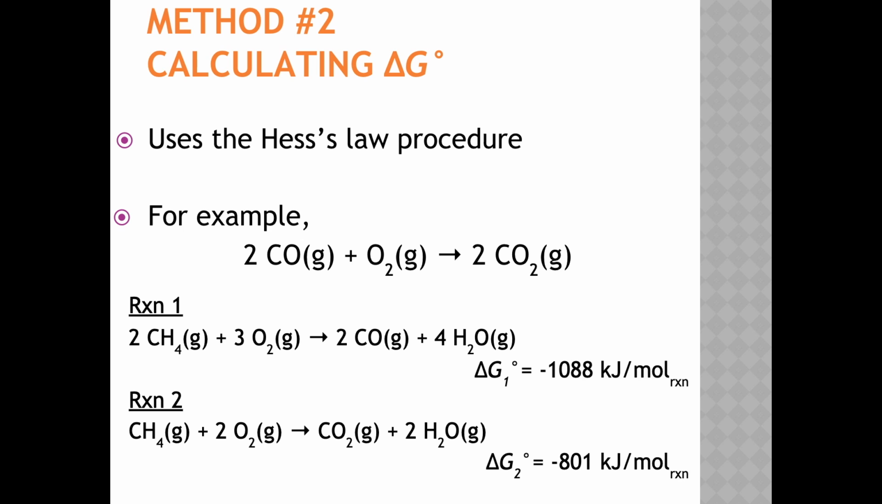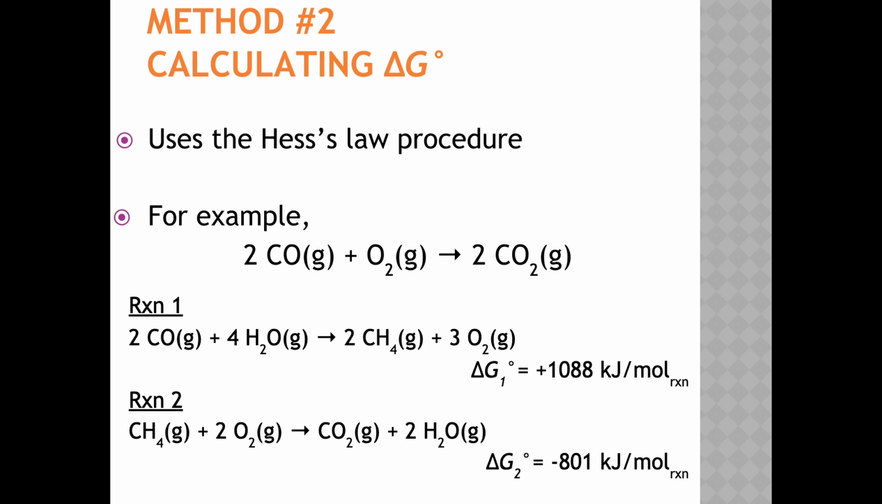For example, this chemical reaction is the oxidation of carbon monoxide to form carbon dioxide. Some other thermochemical equations and their standard free energy changes are given. So how could we manipulate reaction 1 and reaction 2 so that they sum to the reaction we're considering? Well, to get 2 carbon monoxide molecules on the left, we'll have to flip the first reaction. This also changes the sign of deltaG 1.